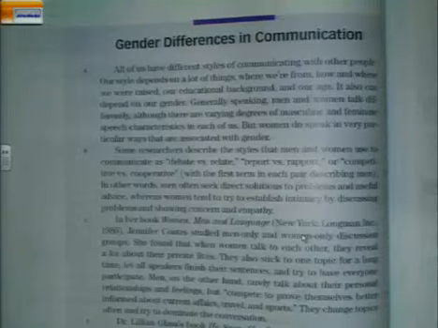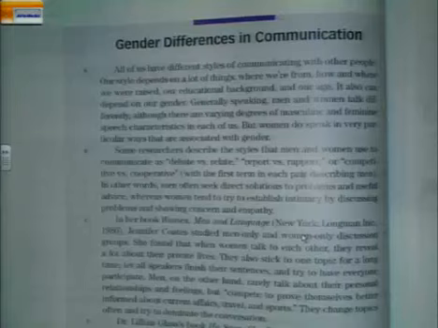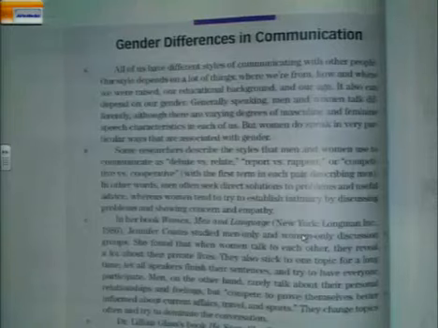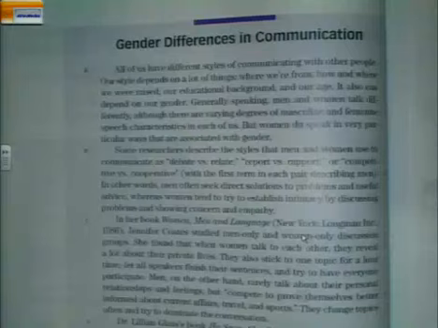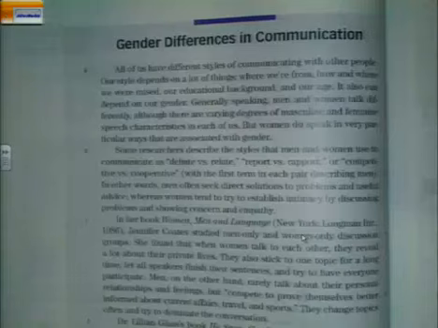Some researchers describe the styles that men and women use to communicate as debate versus relate, report versus rapport, or competitive versus cooperative, with the first term in each pair describing men. In other words, what it means by the last sentence between brackets, with the first term in each pair describing men, meaning debate versus relate, a man would be more leaning towards debate, report instead of rapport, competitive rather than cooperative. Right.